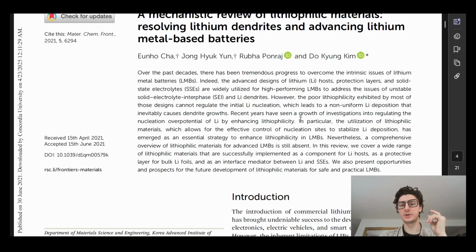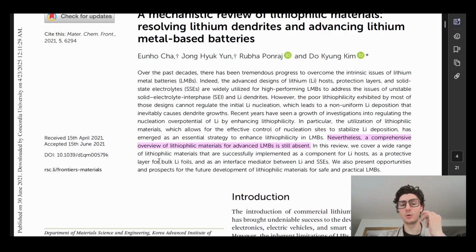Recent years have seen a growth of investigations into regulating the nucleation overpotential of lithium by enhancing lithophilicity. In particular, the utilization of lithophilic materials, which allows for the effective control of nucleation sites to stabilize lithium deposition, has emerged as an essential strategy to enhance lithophilicity in lithium metal batteries. Nevertheless, a comprehensive overview of lithophilic materials for advanced lithium metal batteries is still absent. Okay, so they're saying it's absent. I'm assuming they're going to be the ones to make it non-absent.